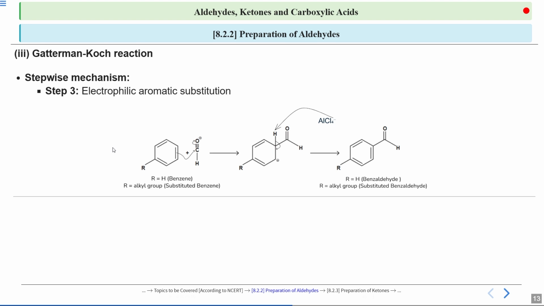See over here, the pi electrons will attack on this carbon. So your formyl cation will attach to this aromatic ring, forming an intermediate complex. Now, finally, this intermediate complex undergoes deprotonation. That means it loses a hydrogen. You'll see over here that AlCl4 will abstract this hydrogen, and this bond will go down from here. So it loses a hydrogen ion and forms the final product, which is the aldehyde product. So this was the Gattermann-Koch reaction.